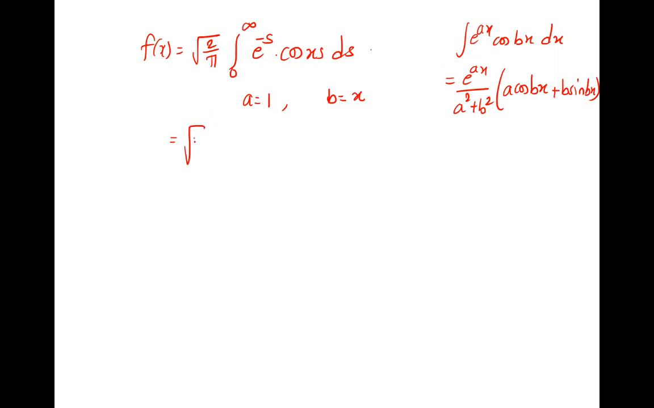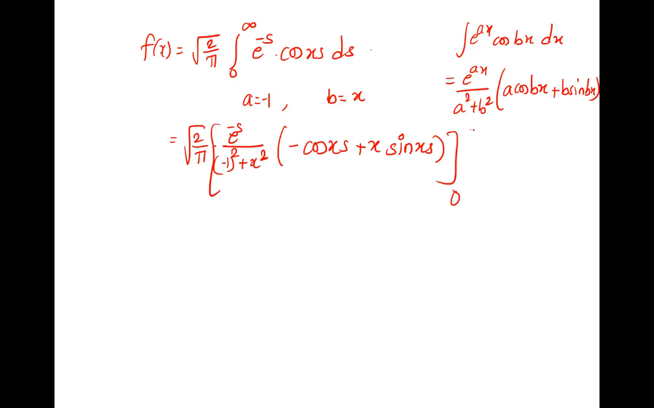So it is root 2 by pi as it is, e raised to ax as it is, upon a square plus b square, that is 1 plus x square, with a as minus 1, into minus cos sx plus b, that is x, sin sx. And this whole is from 0 to infinity.